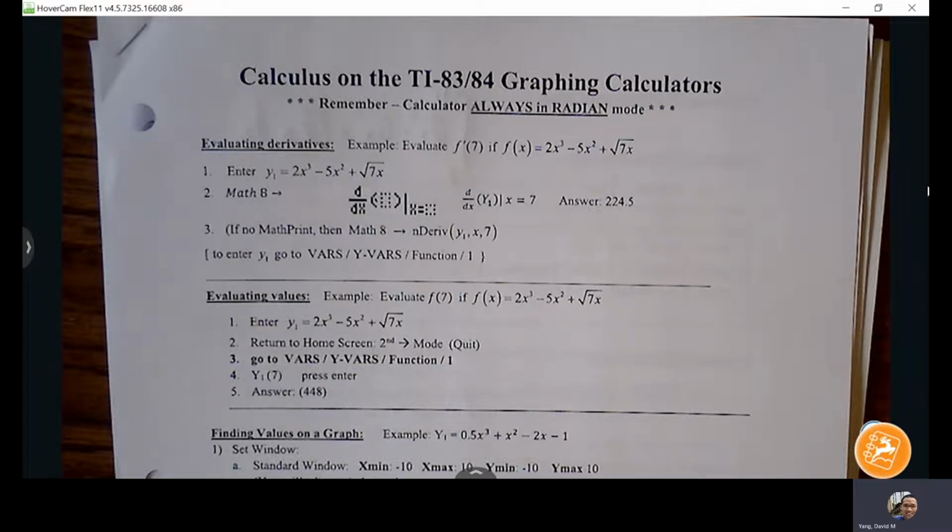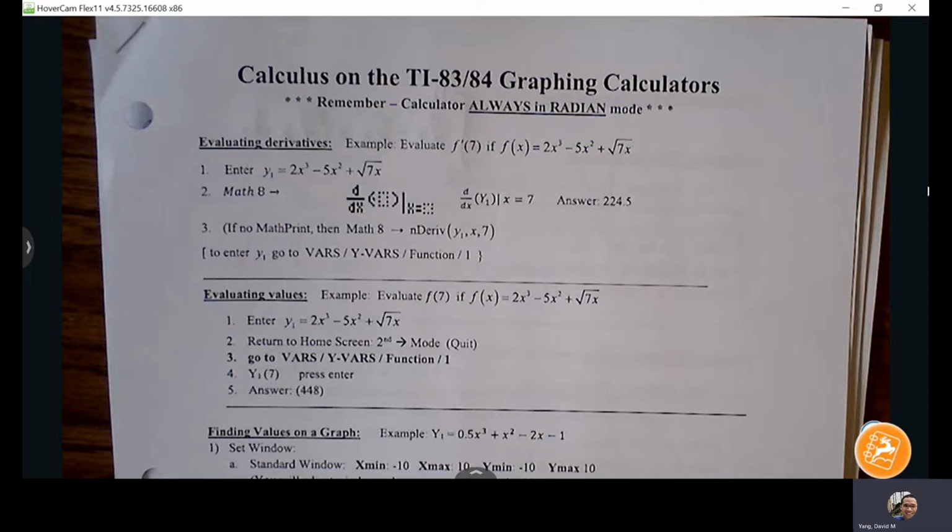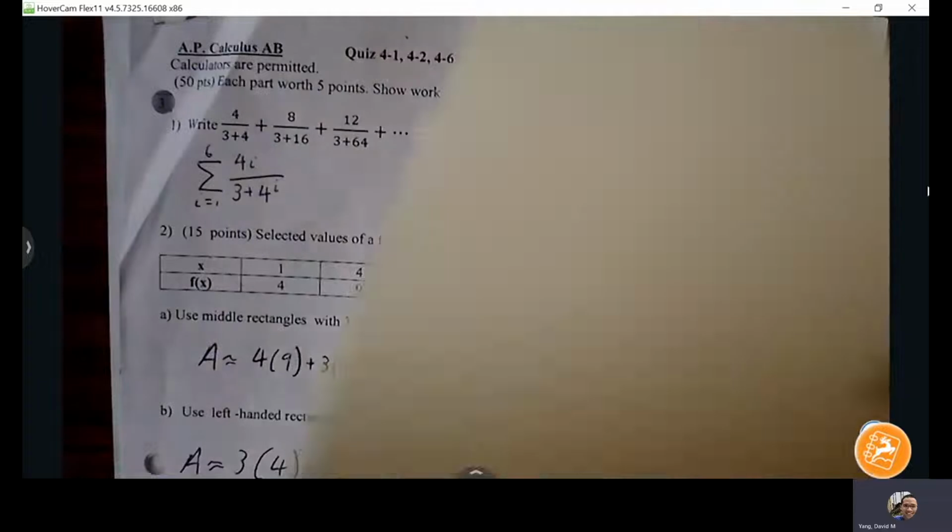So the calculator can find definite integrals for us. We're not going to use this feature until next week when we get to the calculator portion, but I want to start introducing this to you. So if you can go to the second page.